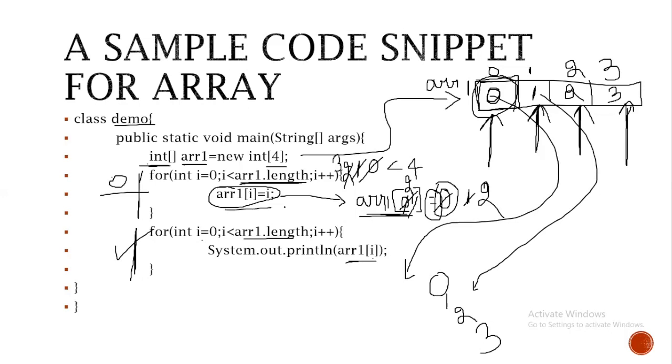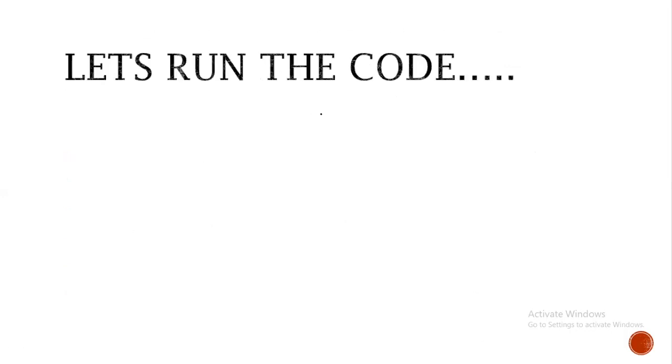This assignment operator is going to help you put the values into the array, and just this line without the assignment operator is going to get you the value of that particular block. Now we'll understand this better when we run this code. So let's just try running the code.